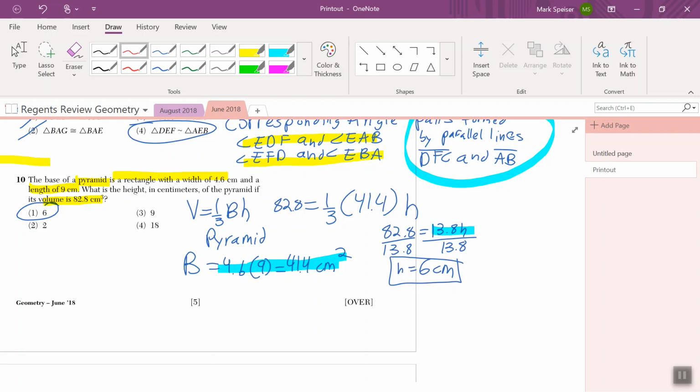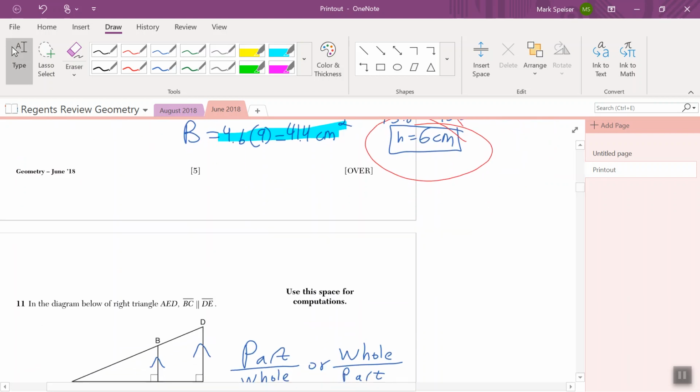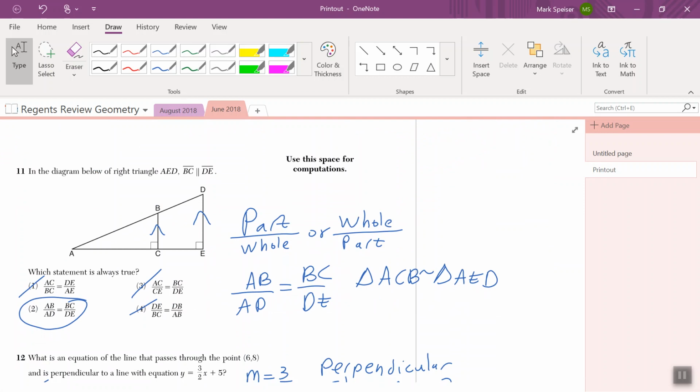Cancel out the 13.8. 82.8 divided by 13.8 is exactly 6 centimeters. Choice 1 for the height. On to question number 11. In the diagram below, right triangle AED with segment BC parallel to DE.